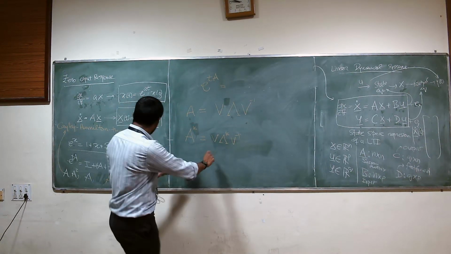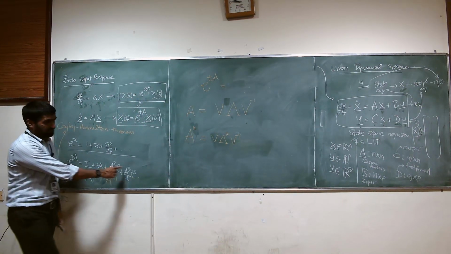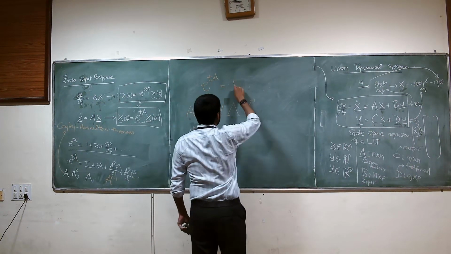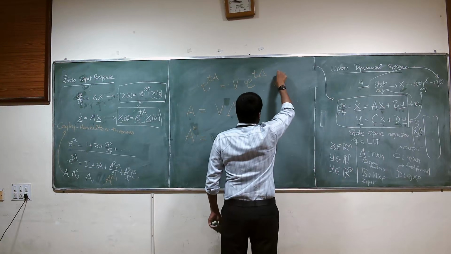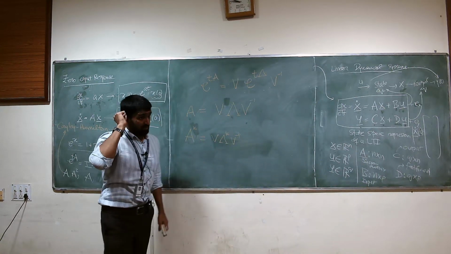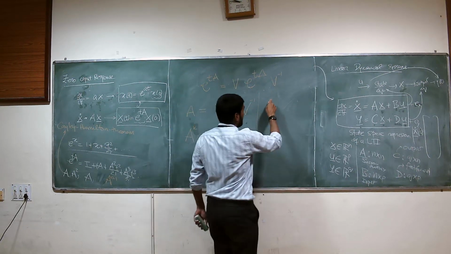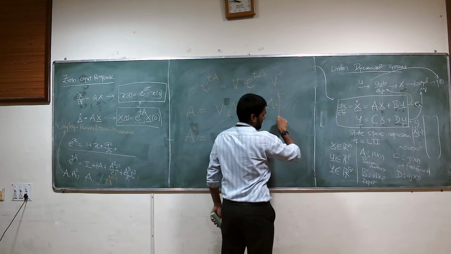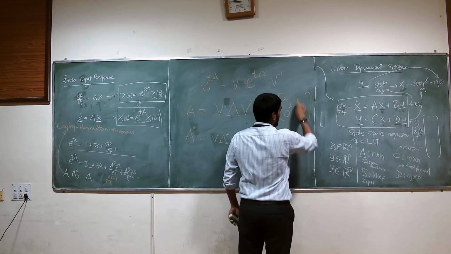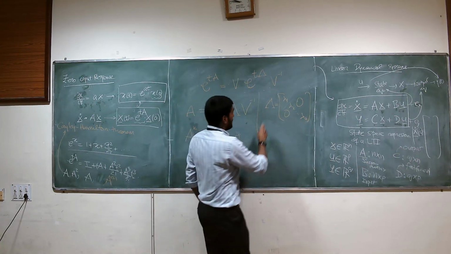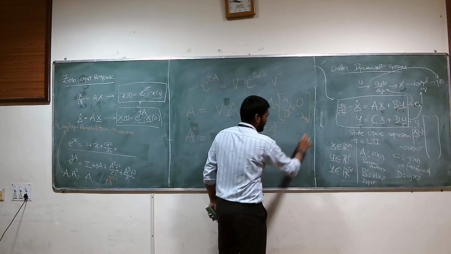Whenever A is diagonalizable, higher powers of A can simply be obtained by an expression like this. Because the matrix exponential is a sum of higher powers of A, e power tA is simply V e power t lambda V inverse. E power t lambda has a simple definition. What is lambda? The matrix with lambda 1, lambda 2, up to lambda n. These are the eigenvalues of your matrix A.